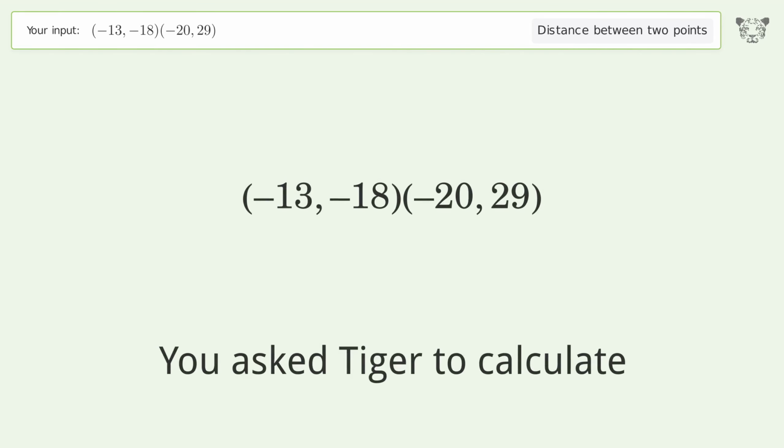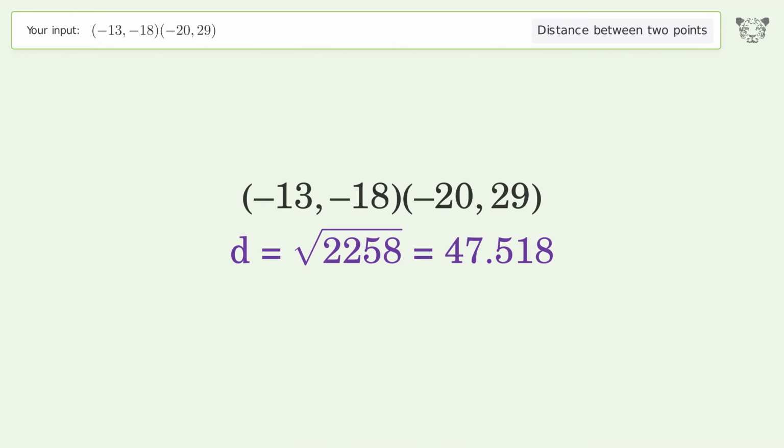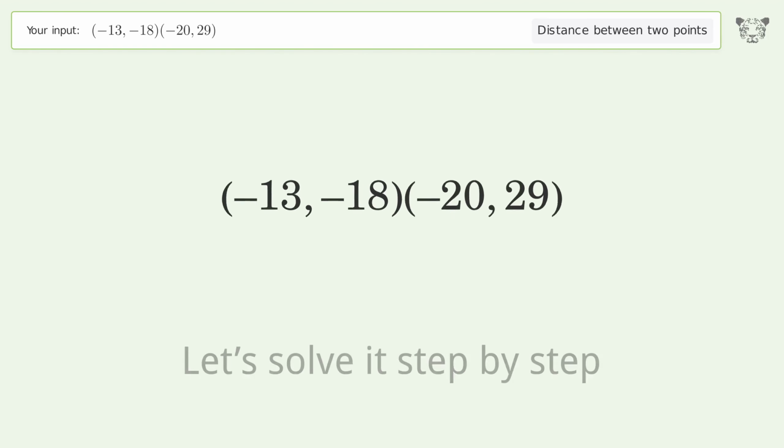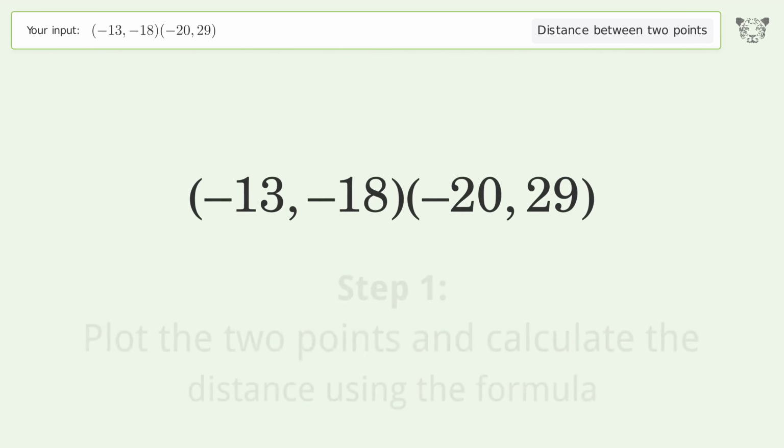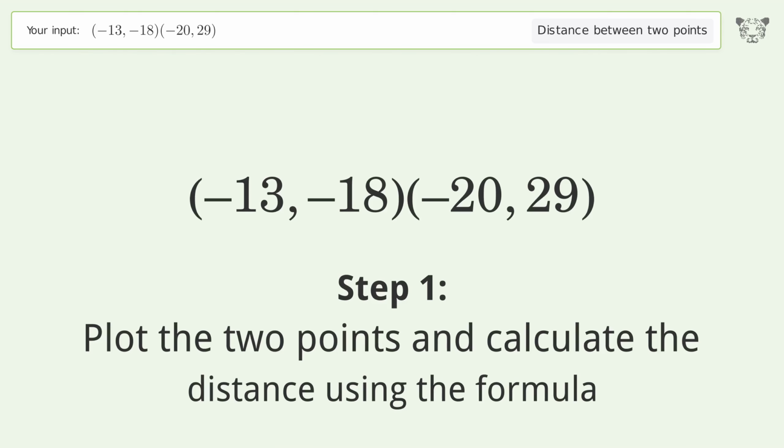You ask Tiger to calculate. This deals with the distance between 2 points. The distance between the 2 points is the square root of 2,258, or 47.518. Let's solve it step by step. Plot the 2 points and calculate the distance using the formula.